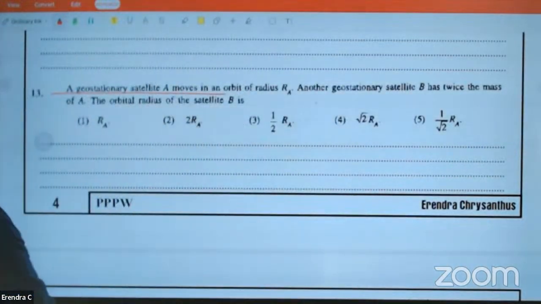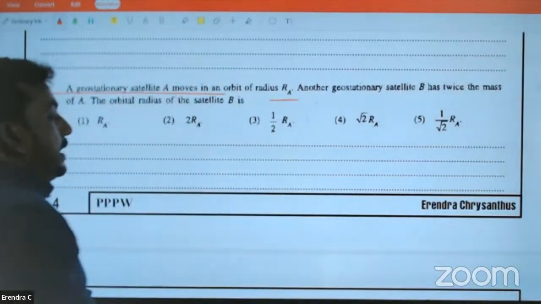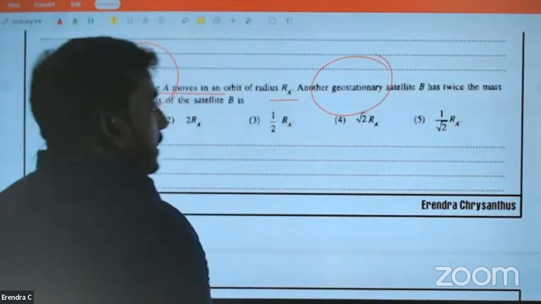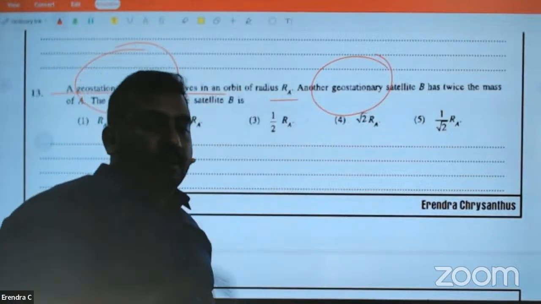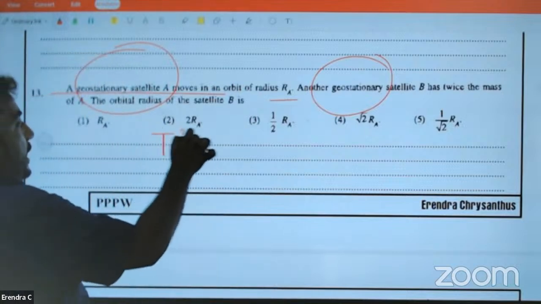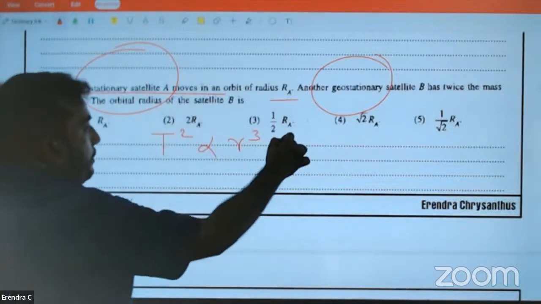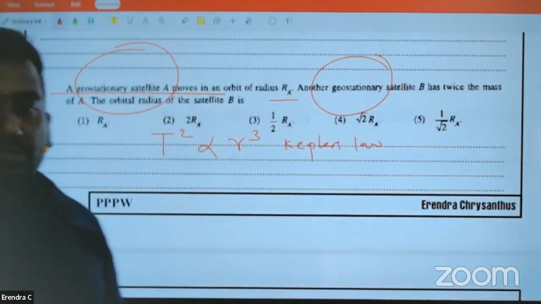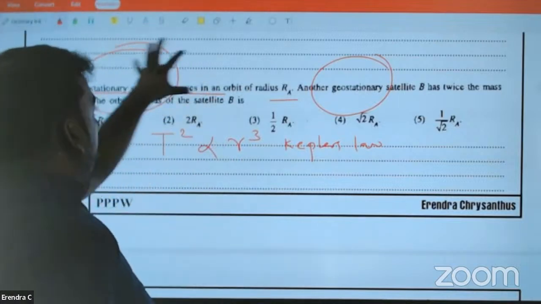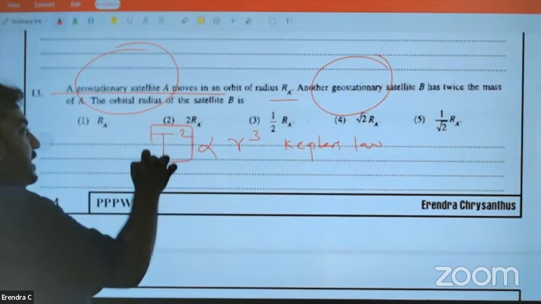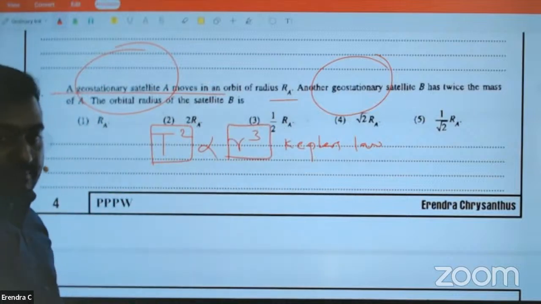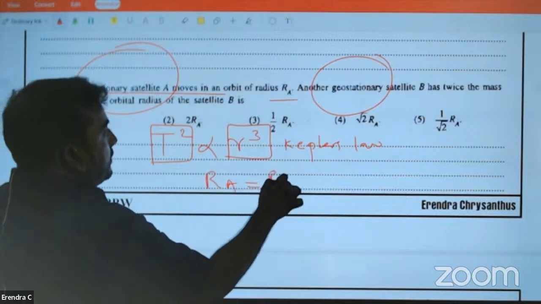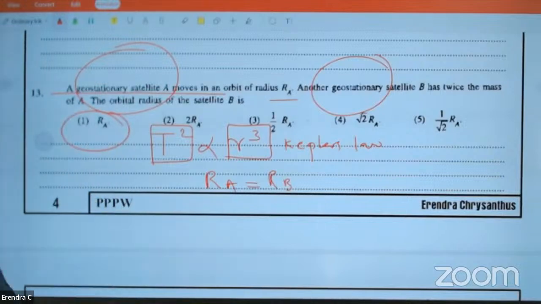A geostationary satellite moves in orbit at radius RA. Another geostationary satellite. Geostationary satellites have one periodic time. You know Kepler's law: T squared is proportional to R cubed. I'm sure you have learned this. If the orbit periodic time is the same, the orbit radius is also the same. You can't have two radii. So technically, RA equals RB. That's it.